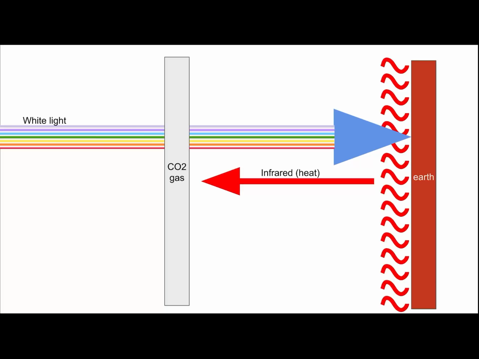Well, when it's reflected back up, it then encounters that CO2 gas, now as infrared, and it can no longer pass. It can no longer leave. And so because CO2 is opaque to that infrared light, it traps that infrared light and it stays between the atmosphere and the Earth. And so the result of that is an increase in temperature between the Earth and this layer of CO2 gas, which is our atmosphere.